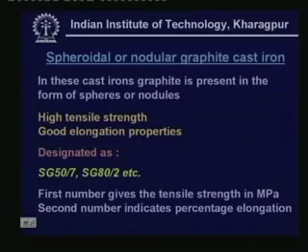You can compare the values: 50 and 80 are quite high compared to the earlier cast irons, where we found tensile strengths in the range of 30 to 40, 45, like that.